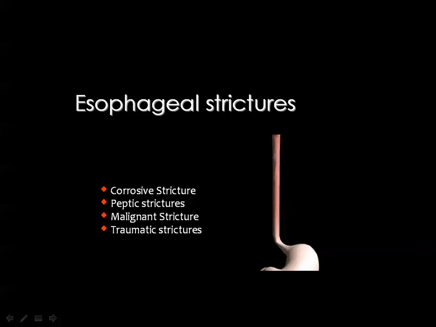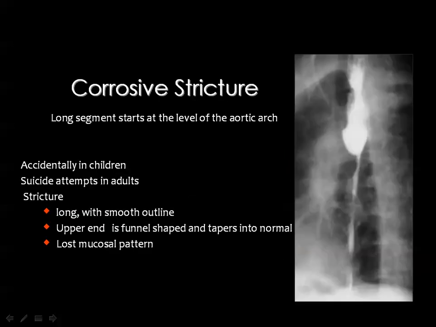Then we come to the strictures, and we have four types of strictures: the corrosive stricture, peptic stricture, malignant, and traumatic strictures. The corrosive stricture is due to the accidental swallowing in children of some corrosive material, and in adults it may be due to attempts at suicide, for example.